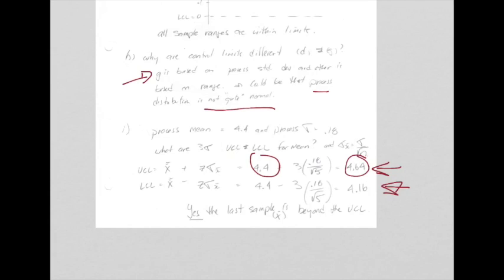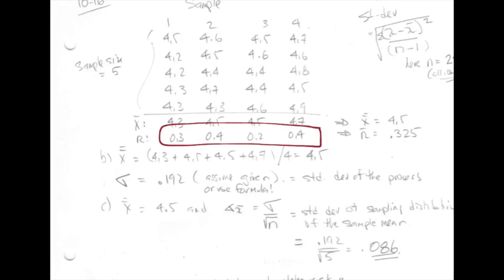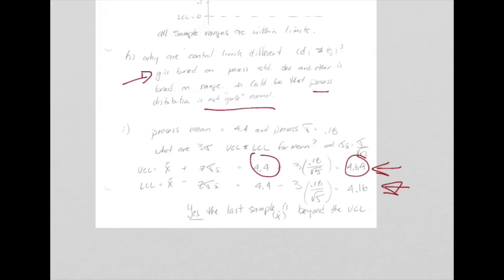Okay, so 4.64. Let's go look at the data again. Here is this point. So if we were to plot the chart, 4.7 would have been beyond the upper control limit. So using these means here, indeed, we have a situation which is out of control using these means. Okay, that's about it for that problem.